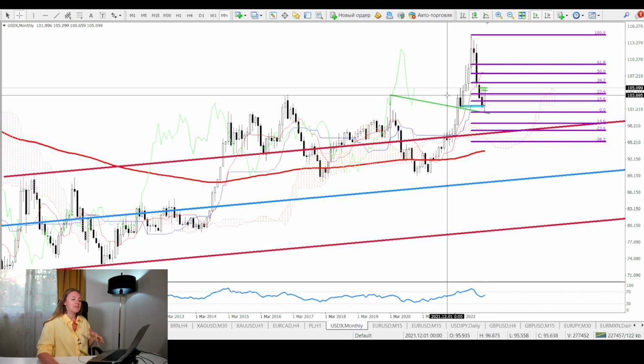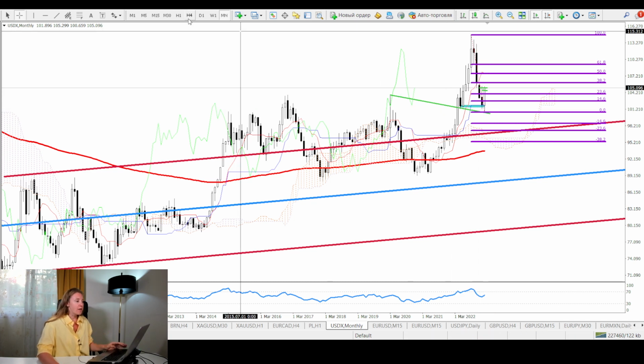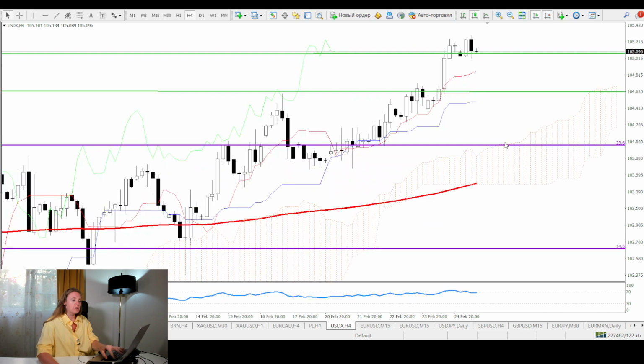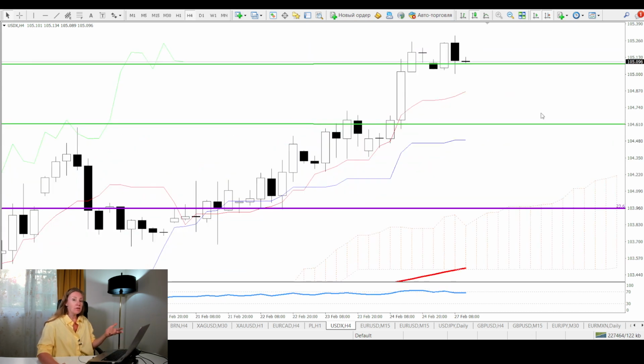So we are discussing the general tendency right now. After that, we go to the 4-hour chart. It doesn't look that good as the monthly chart, because it seems like the market is not that strong, and I can tell you why: there is no news for today.